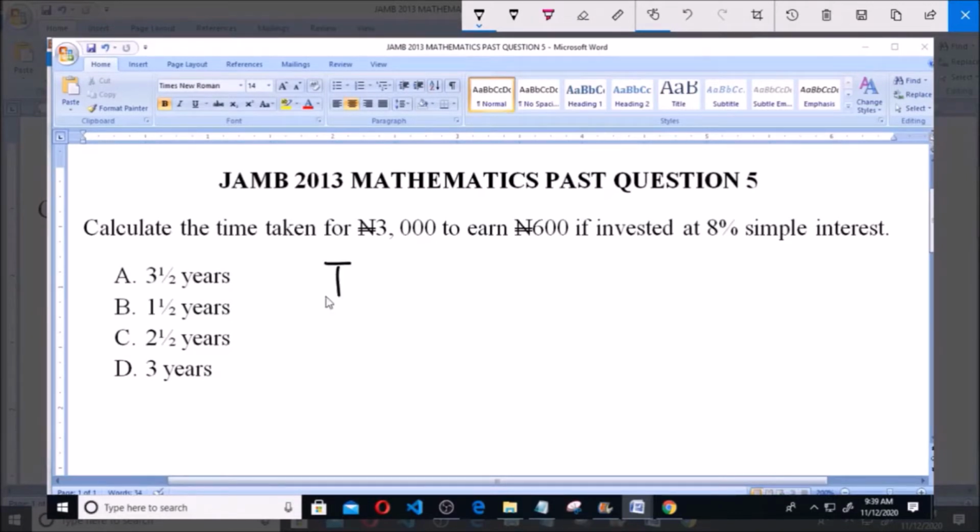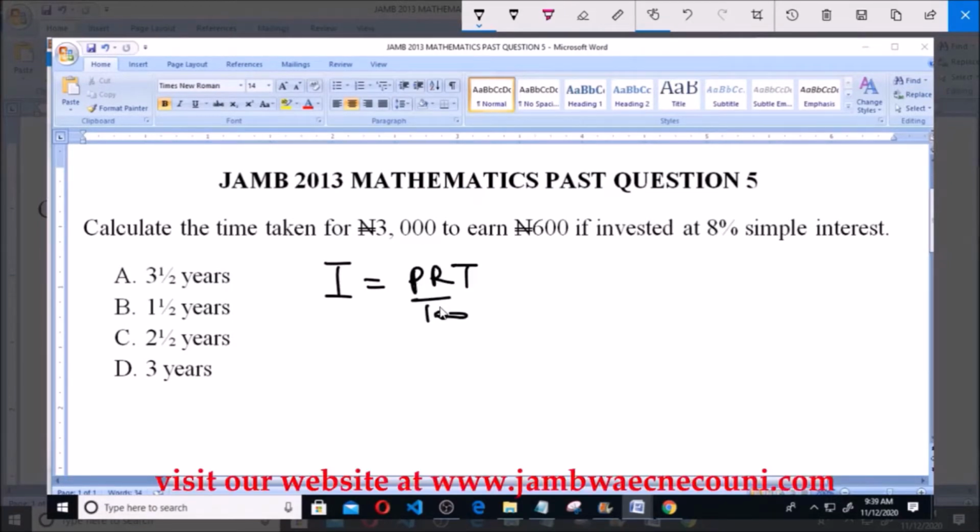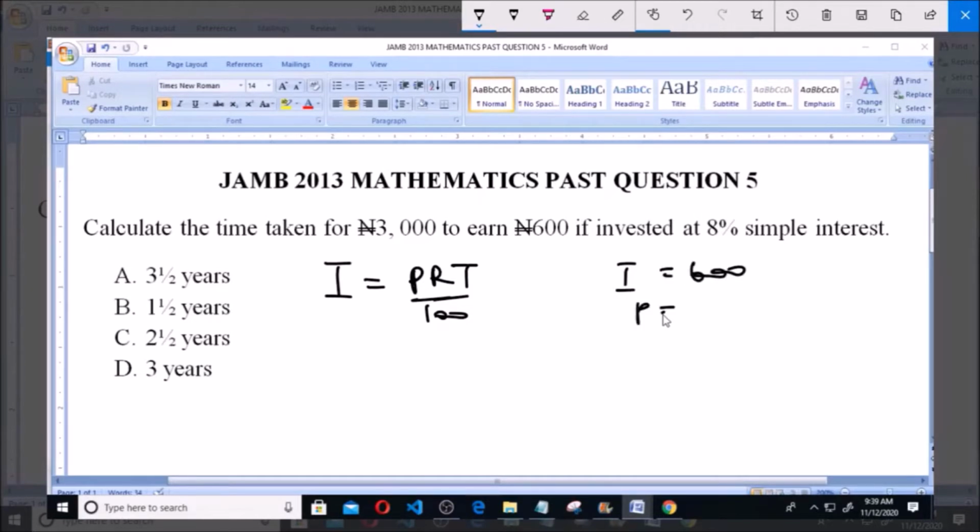Like we know, simple interest I is given as P, principal, multiplied by R, rate, multiplied by T, time, all over 100. Now, we are asked to find the time taken, that is this T here. I, which is the simple interest, is equal to 600 Naira. The principal is 3,000 Naira. The rate is 8%.